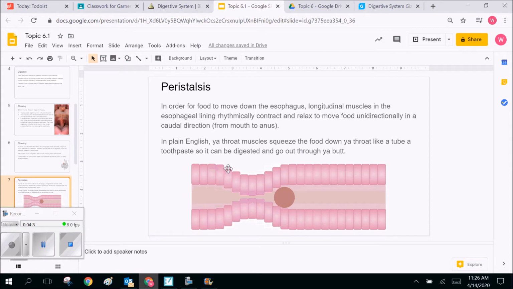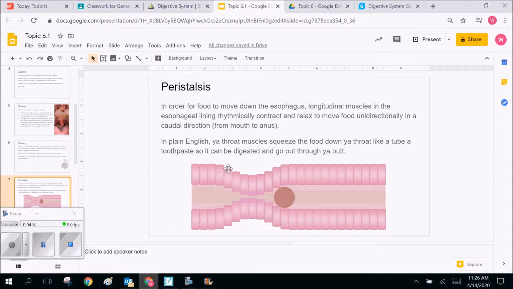Now, what actually moves it down your throat? Believe it or not, it's not gravity, and of course you've experienced this if, like me, you've ever been lazing on the couch and eating food at the same time. I am not pointed vertically down, and so gravity is not pushing the food down my throat. So what's happening is muscular contraction.